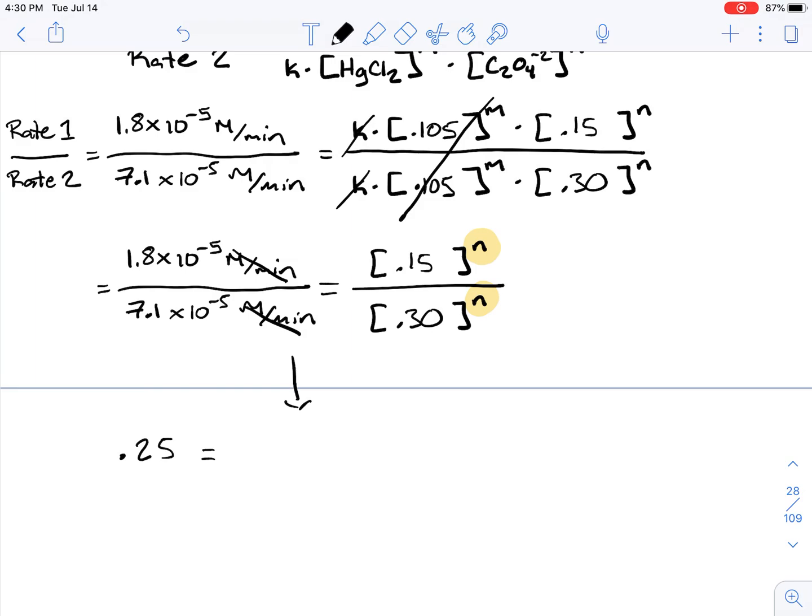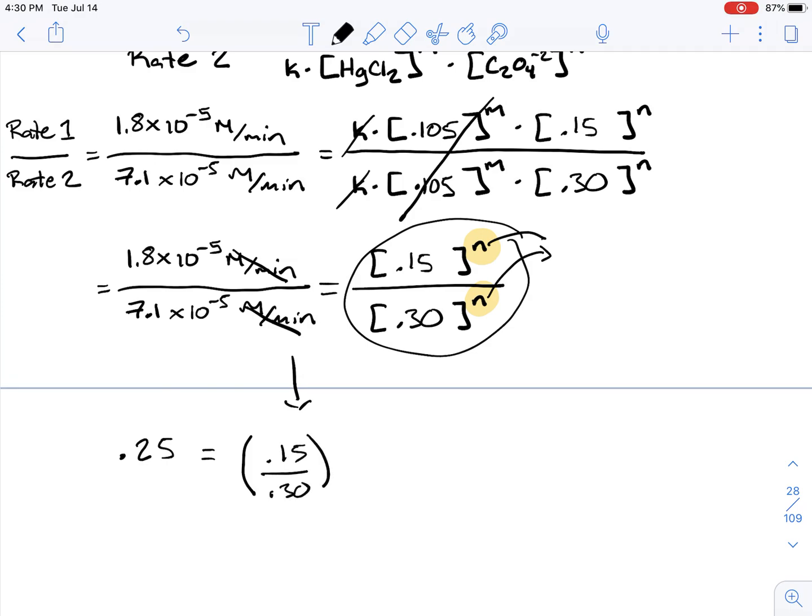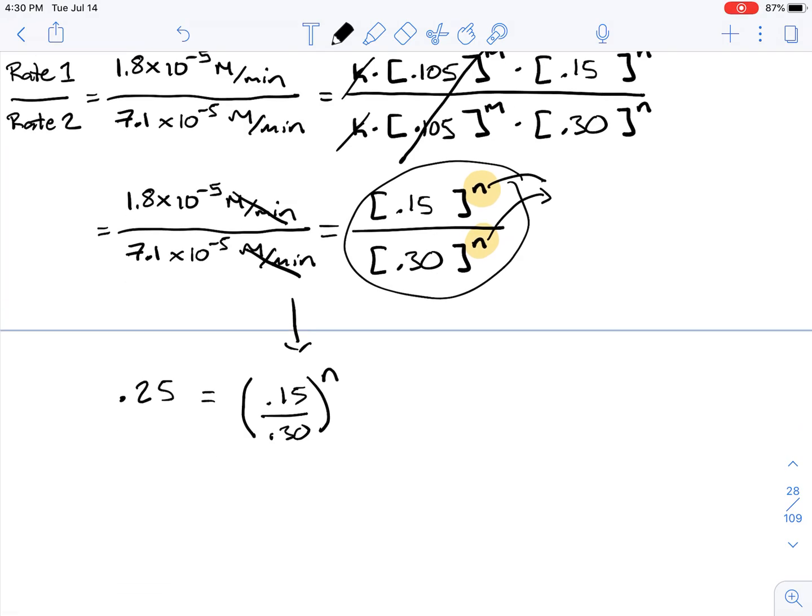When you're trying to gather this term, what you can do is factor out the n. That way all you get is 0.15 divided by 0.30, raised to the n power. If you plug that into your calculator, 0.15 divided by 0.30 gives us 0.5. So here we have 0.25 is equal to 0.50 raised to the n power.